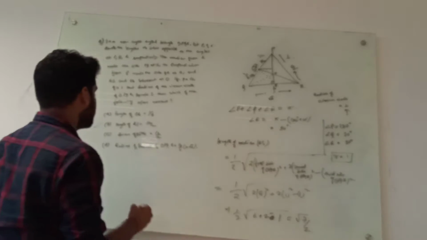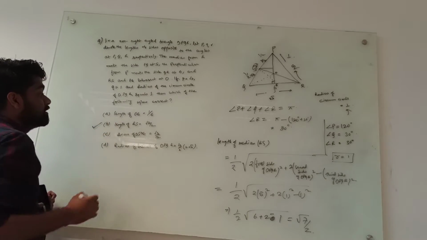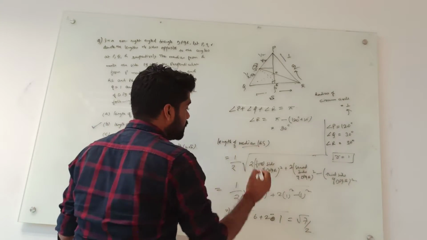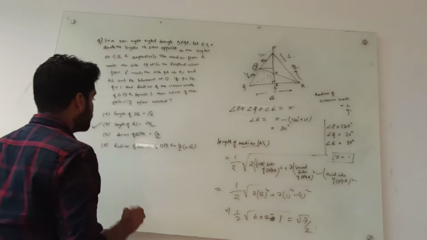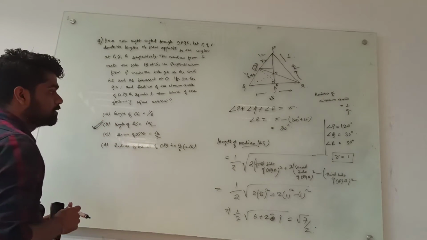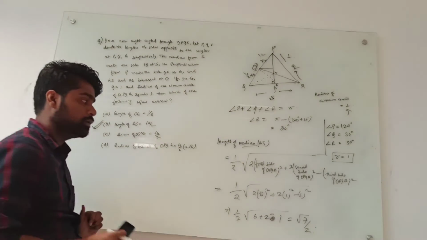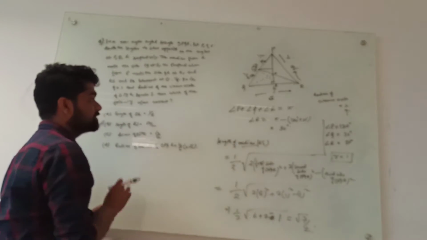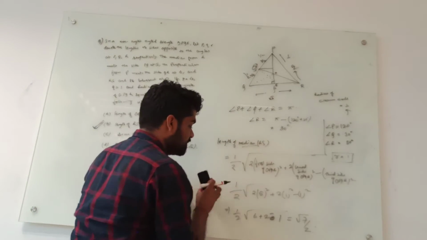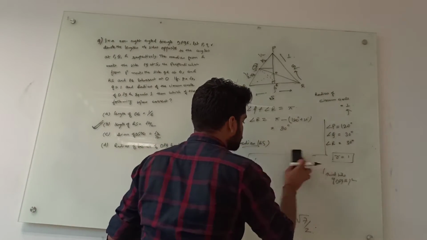So what we are able to see is that the length of RS, the median, is coming as root 7 by 2. So what does it mean? This option is correct. This option is correct, we got it. Okay, so you can clearly see the solution. The length of RS we got as root 7 by 2.